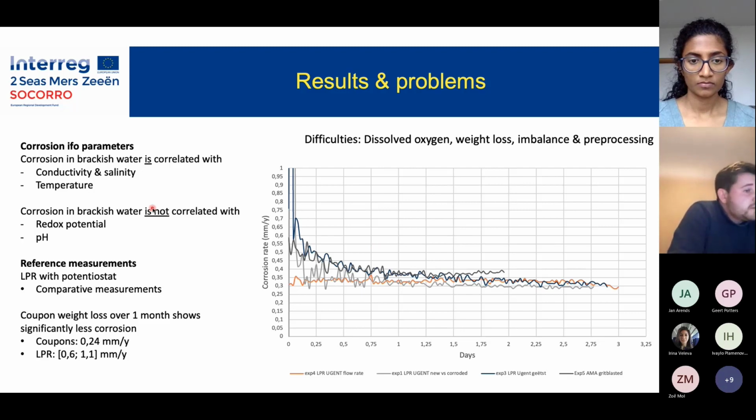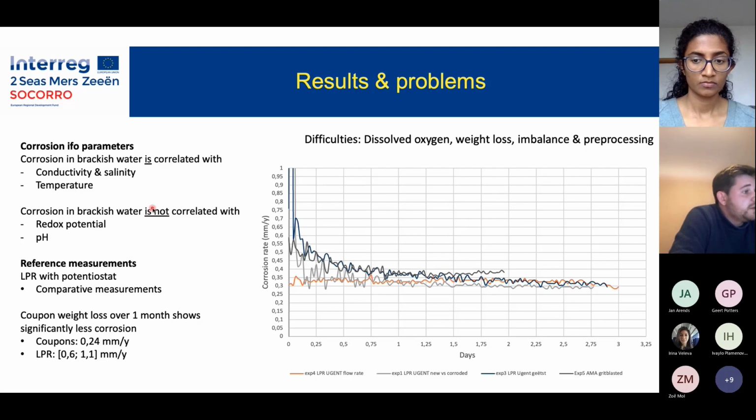As a small conclusion from this principal component analysis, we can conclude that corrosion in brackish water is correlated with conductivity and salinity and the temperature. It is, however, not correlated with the redox potential and the pH in this data set.